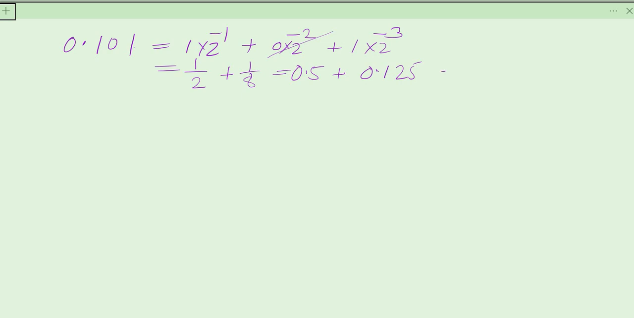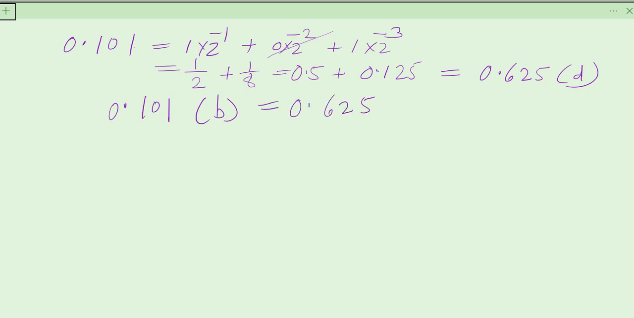So add both of them. What we get is 0.625 in decimal. So 0.101 in binary is equal to 0.625 in decimal. This is only for the fractional part. Let's have one more example with integer and fractional parts.